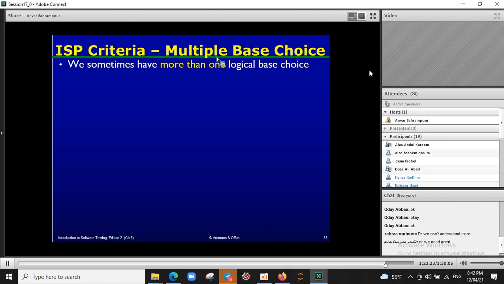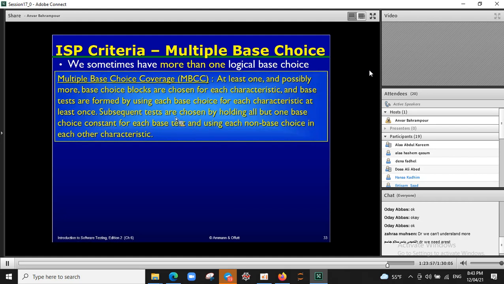Another extension for base choice could be multiple base choice. In some programs, for example, in our triangle, we could have more than one base choice. So we could define multiple base choice. This is a natural extension for base choice. If you noticed the previous coverage criteria, you could learn about this multiple choice easily, and there is no need for more explanation.